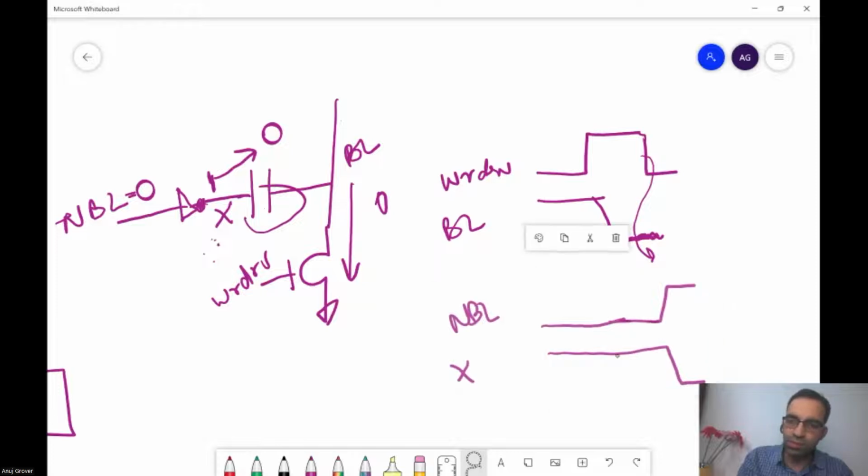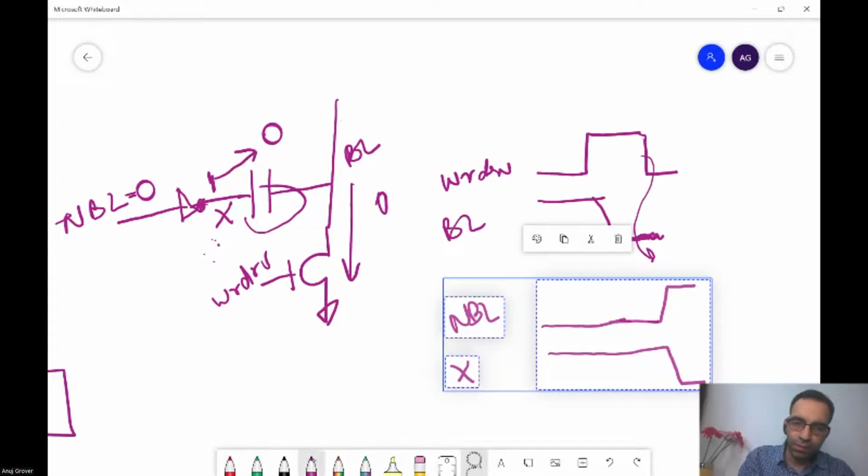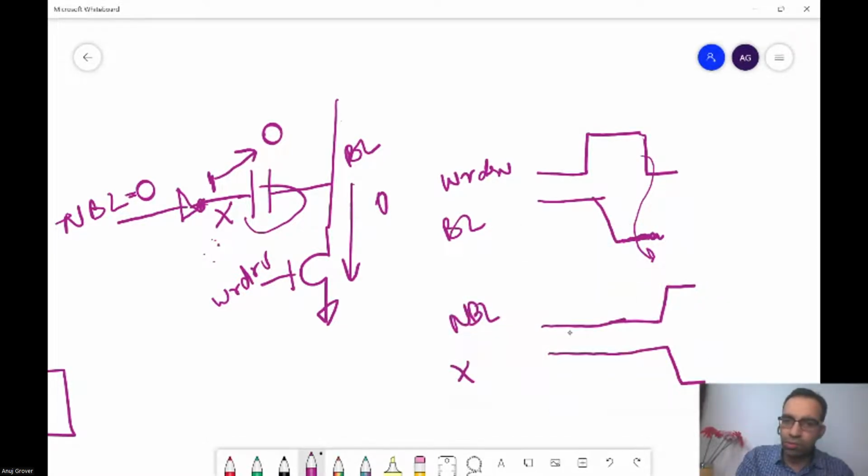So what happens now is, because X went to 0, from 1 to 0, BL, which was a floating node until now, also starts to go below ground. And that is how you generate NBL. So this is 0 level and this is negative level.